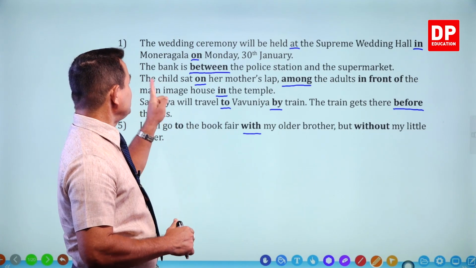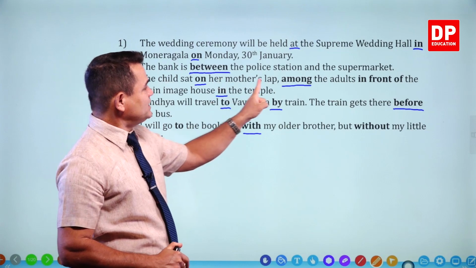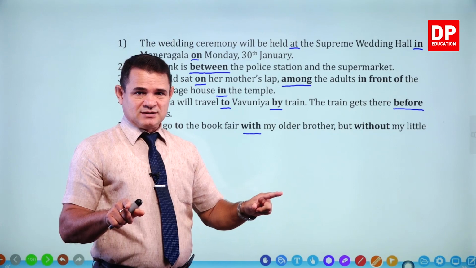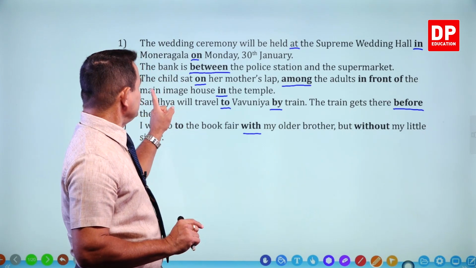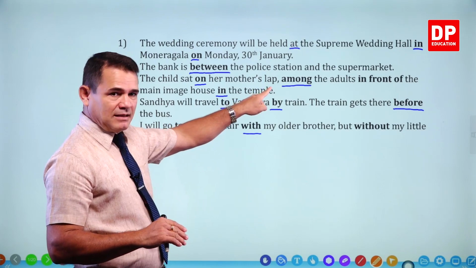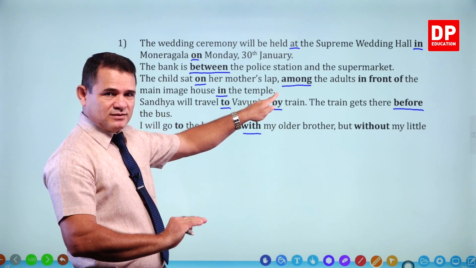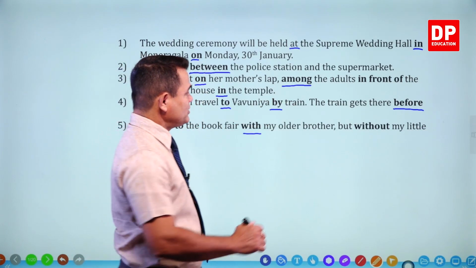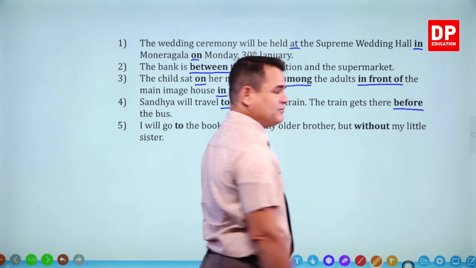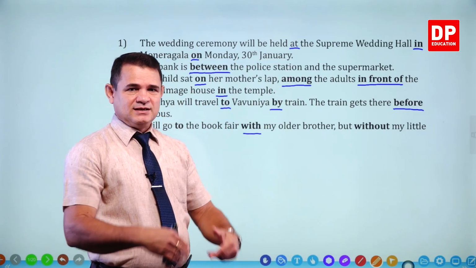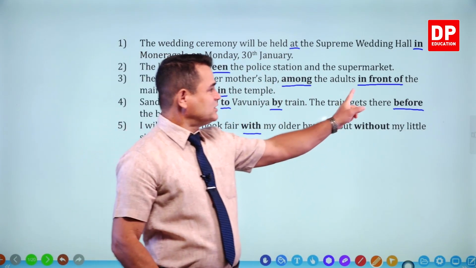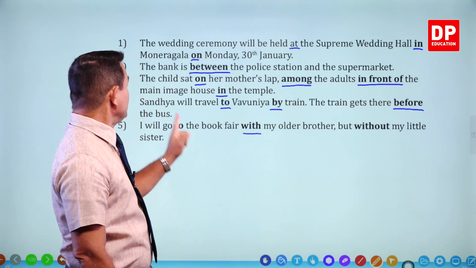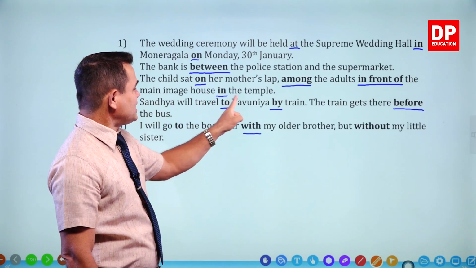Now let's read the second one. The bank is between the police station and the supermarket. Between the police station and the supermarket. Two things. And the child is on her mother's lap. On the mother's lap, there on. Among the adults, in front of. These three words together give one meaning. We discussed that sort of thing. In front of the main image house in the temple.